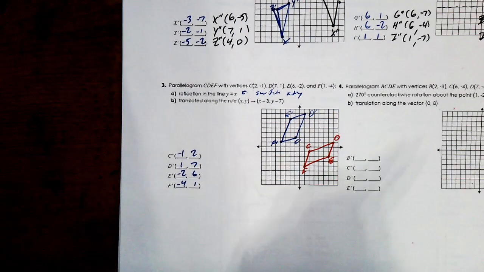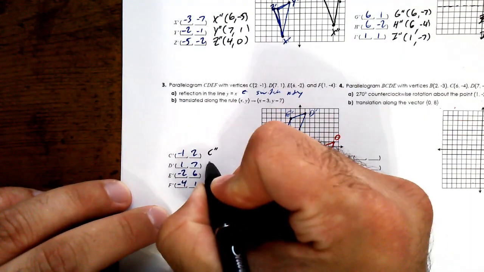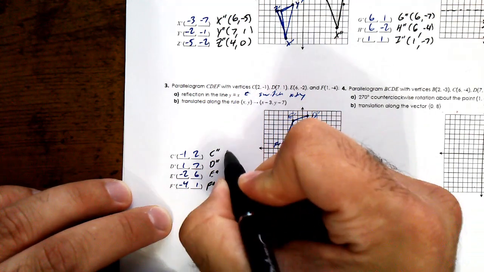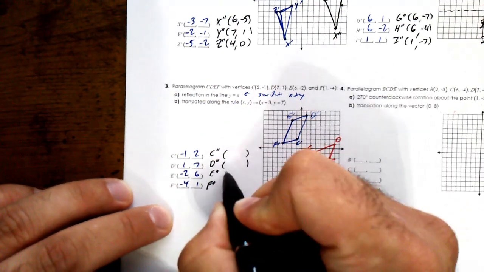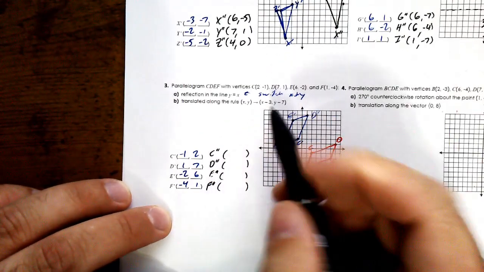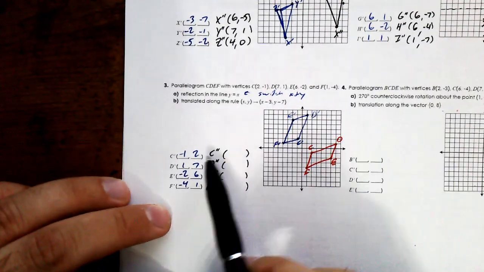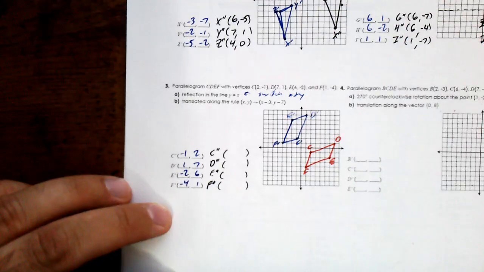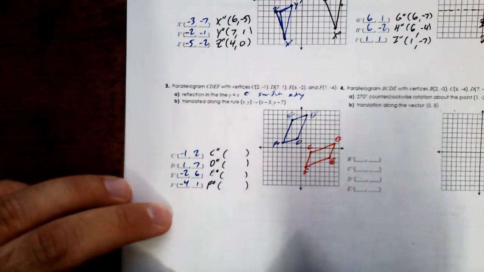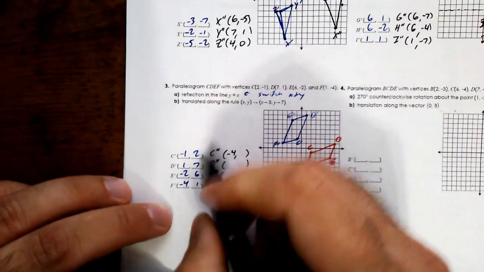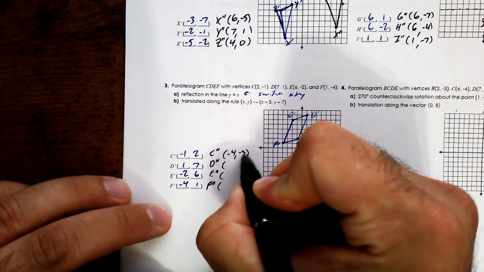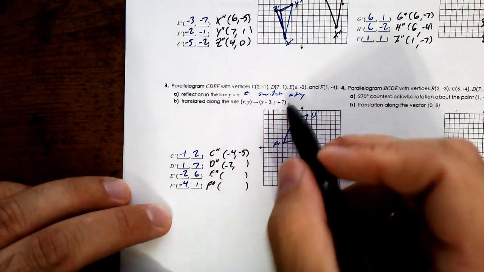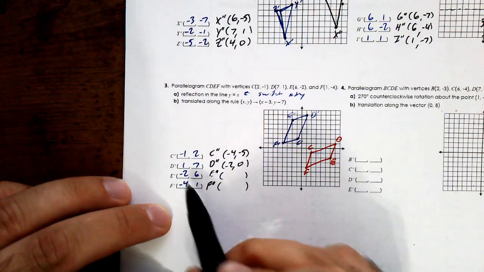Now for double prime, C double prime, D double prime, E double prime, F double prime, we are translating along the rule -3, -7. So we're going to take all of our points. We're going to subtract 3 from the x's, subtract 7 from the y's. So -1 minus 3 gives us -4. 2 minus 7 gives us -5. 1 minus 3 is -2. 7 minus 7 is 0.